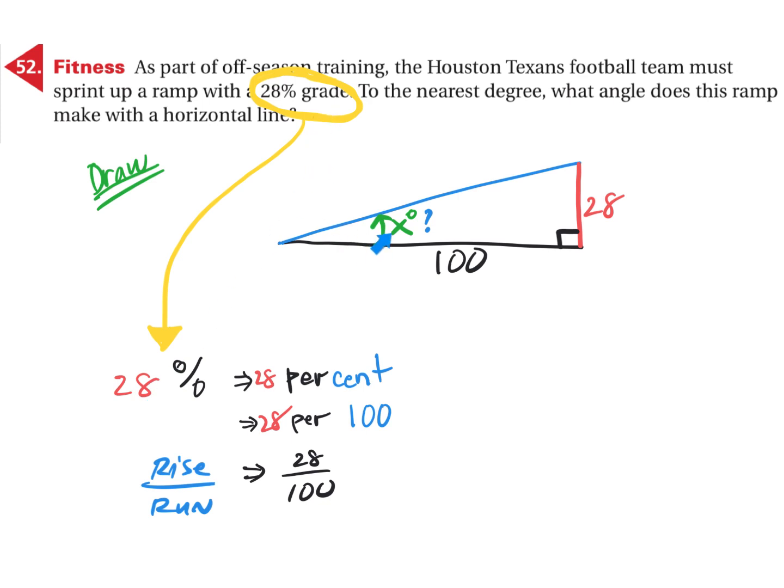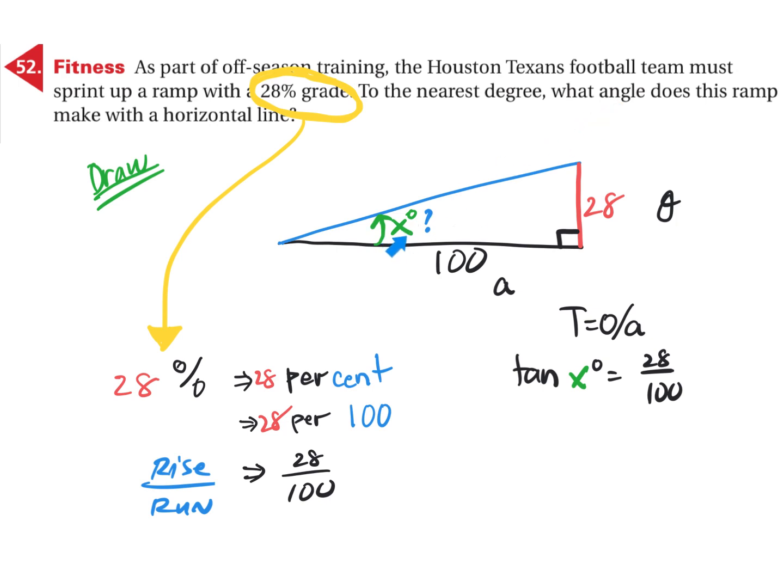And now to find the angle, we're going to use SOHCAHTOA. When we are focused on this angle, we know the opposite and the adjacent, O and A. And O and A is OA, so that's the SOHCAHTOA part. So that's going to be tangent ratio is equal to the opposite divided by the adjacent. So tangent of x degrees is equal to 28 divided by 100. And we want to know what x is.